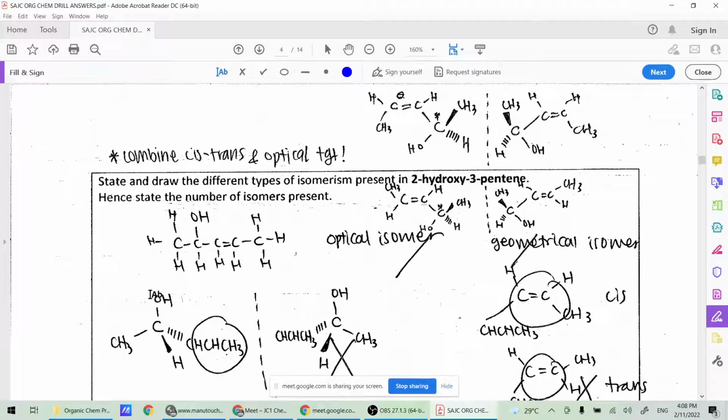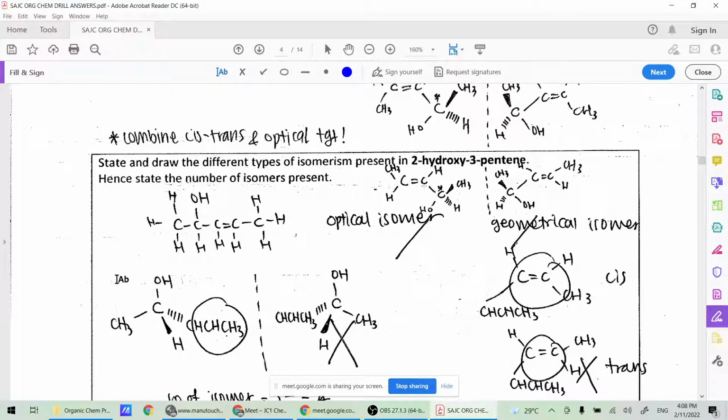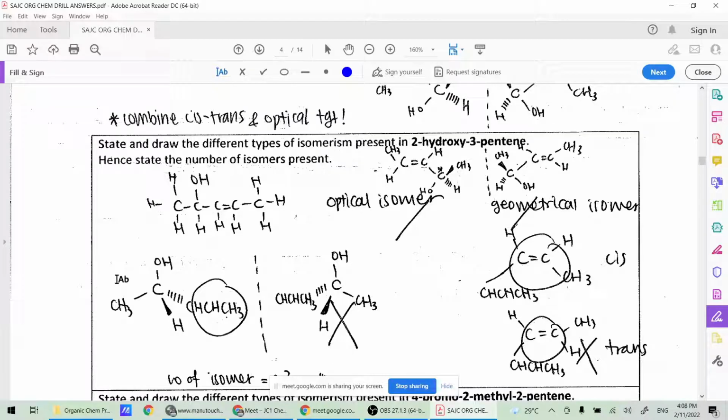Okay, next question. This one also, the name, instead of 2-hydroxy 3-pentene, it should be 2-hydroxy pent-3-ene. So the student actually drew this correctly. Just take note of the optical isomer.